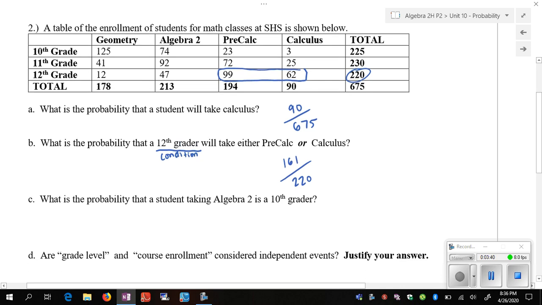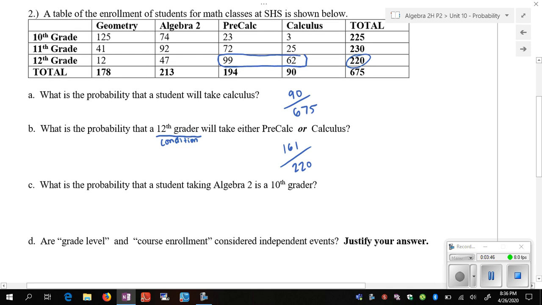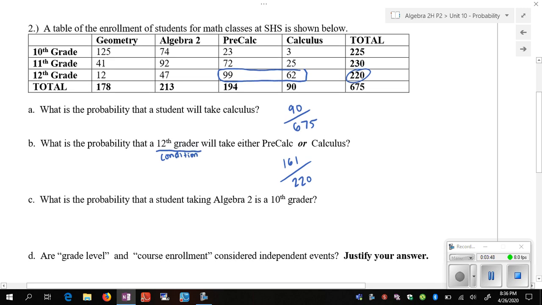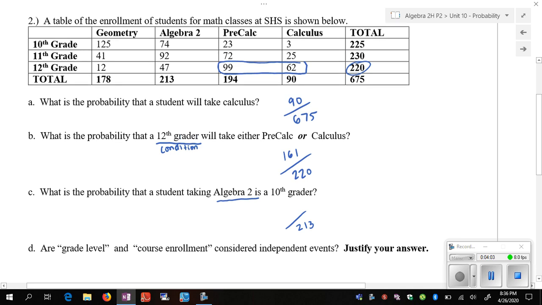All right, part C, what is the probability that a student taking Algebra 2 is a 10th grader? So again, our condition is given as Algebra 2. So that'd be 213. And the probability we're looking for is of the Algebra 2 students, the probability it's a 10th grader, and that would be 74 out of 213.